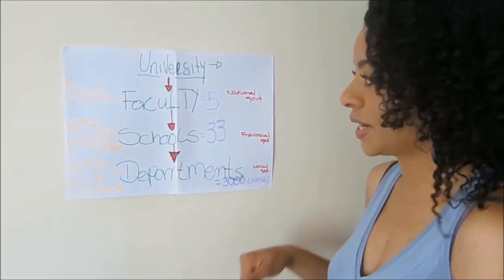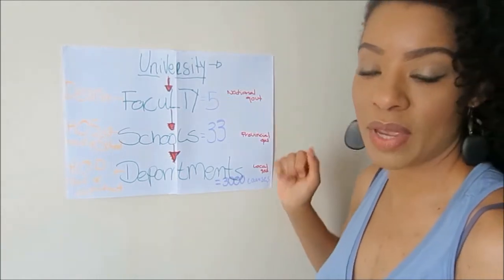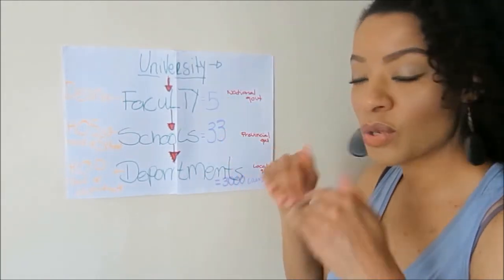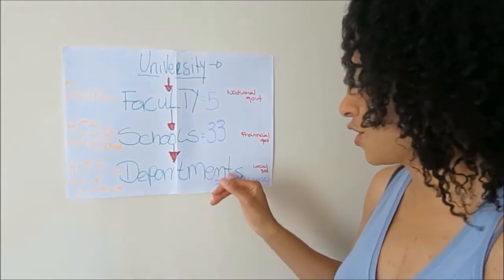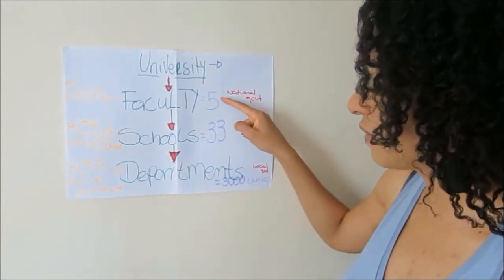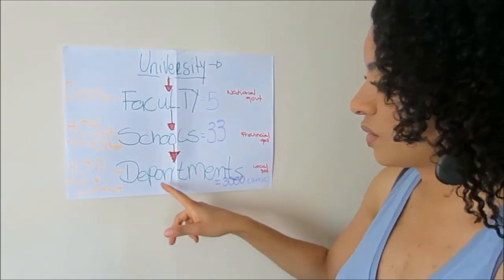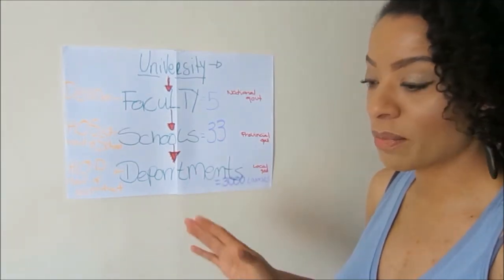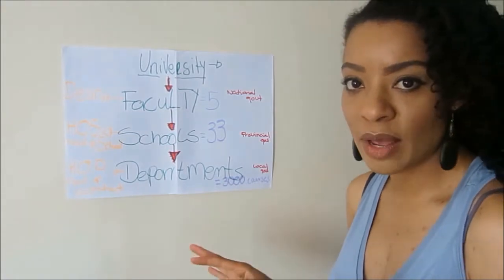I'm going to show you in greater detail the different faculties that we have on campus and the schools that fall within those faculties. I don't know if I'll be able to get through all the departments, but I think once you understand faculty and schools, it's much easier to see what kind of departments go underneath. But I'm going to show you that in a more close-up video.